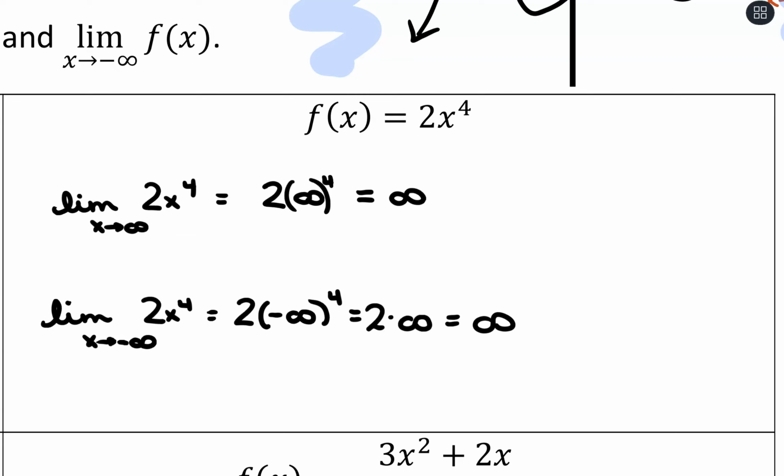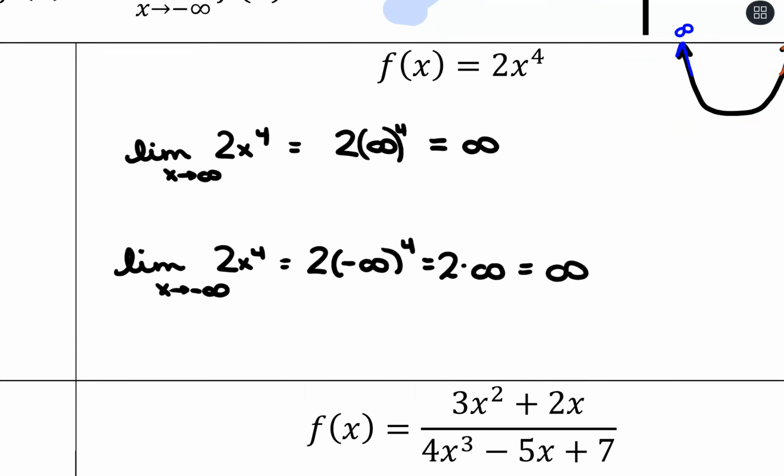So 2 times x to the 4th power, if we have an even power, it looks like a parabola. It's a little flatter since it's to the 4th power rather than squared. And because 2 is positive, it would be opening upward. So we can see that going off to positive infinity on the left-hand side and going off to positive infinity on the right-hand side. That long-run behavior is coming through in that calculation as well.